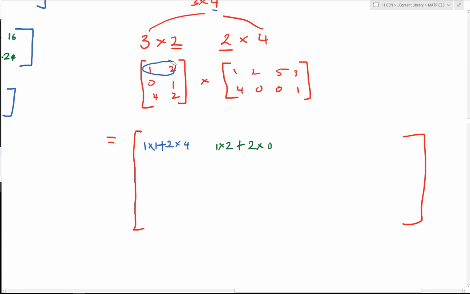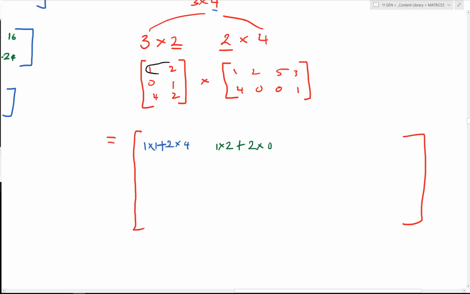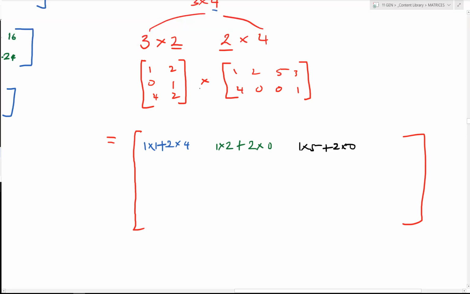Now I think you guys, once you understand this, it's pretty straightforward. So now it's going to be, again, this row times this column. So 1 by 5 plus 2 by 0. And then the last column. Sorry, I said last row, last column. So it's 1 by 3 plus 2 by 1.